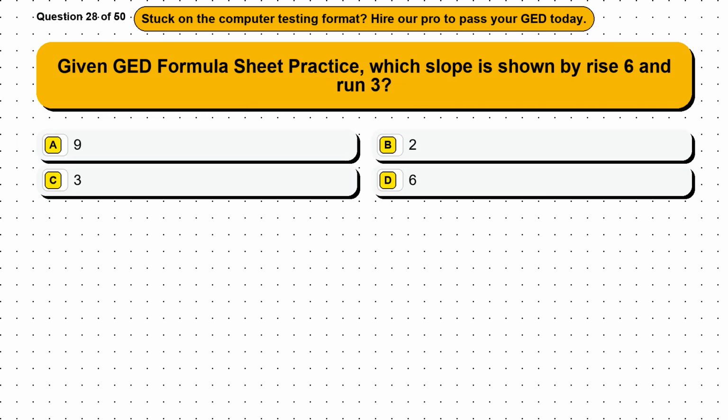Question 28. Given GED formula sheet practice, which slope is shown by rise 6 and run 3? Option A, 9. Option B, 2. Option C, 3. Option D, 6.